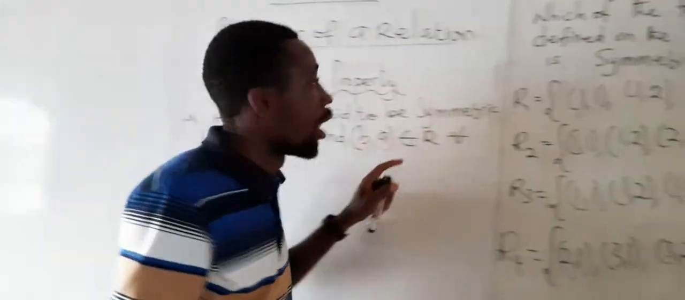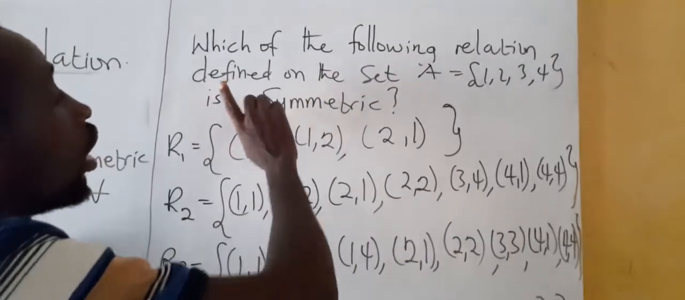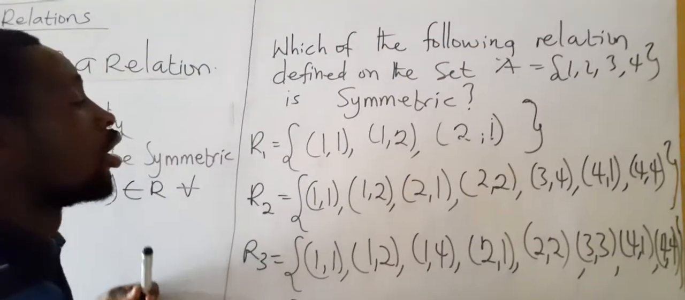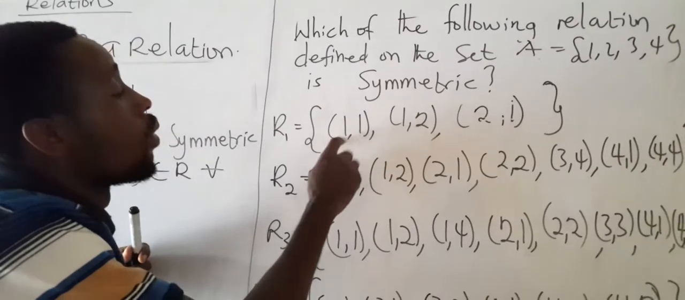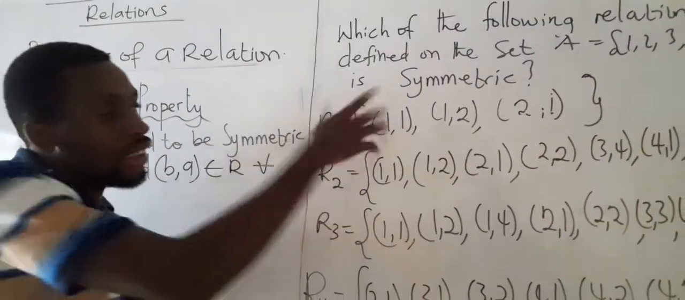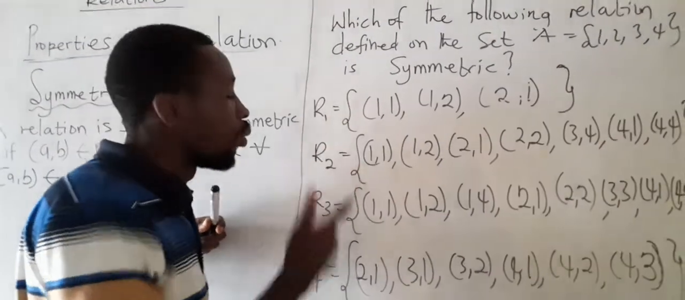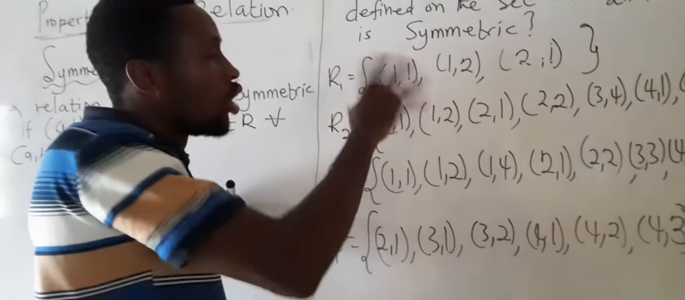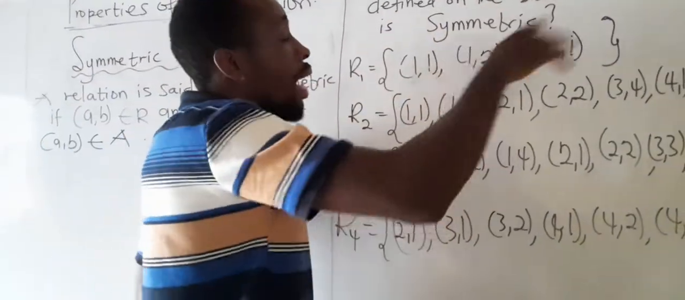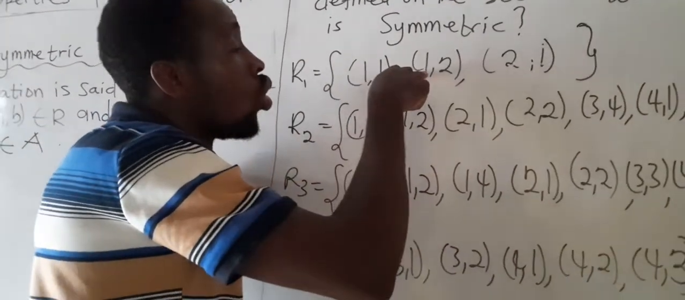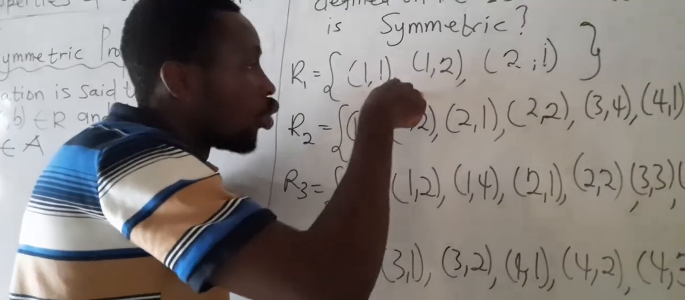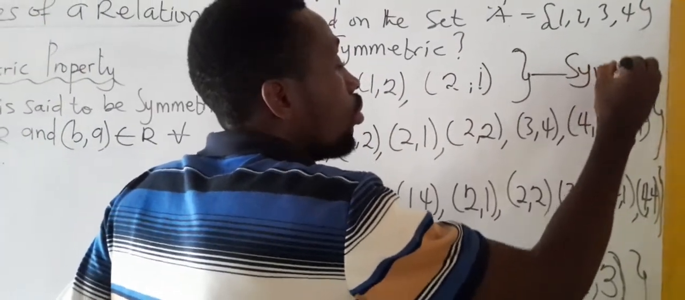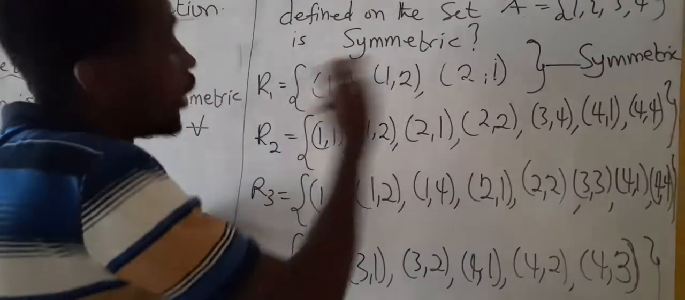Let's take a sample so that you understand better. Which of the following relations defined on the set A is symmetric? The self-related pairs may not necessarily be important when it comes to symmetric, in the sense that if 1 relates 1, we flip it again, 1 will relate 1. So no problem, it will still be a member. Our attention will not be much on it. But for those that are not equal, 1 relates 2. Does 2 relate 1? 2 relates 1 is there. If it is there, then we say the set is symmetric.